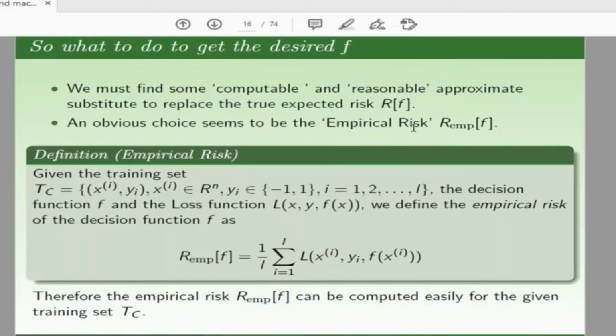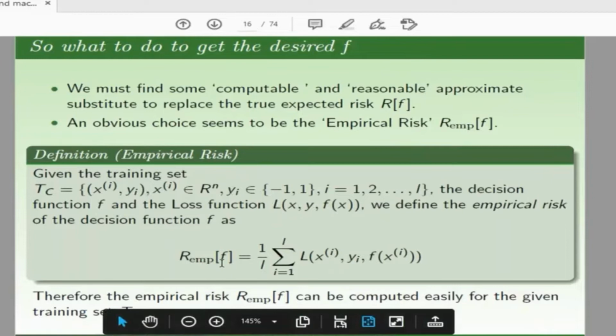So empirical risk is something you define so that you have some idea of the true risk, and then minimize that to obtain the corresponding f. What is the empirical risk? Empirical risk is very simple. You are given the training data here, and the loss function you have already chosen. Therefore, this quantity is also known to you. For every (xi, yi), I know what the loss function is. So this is your empirical risk.